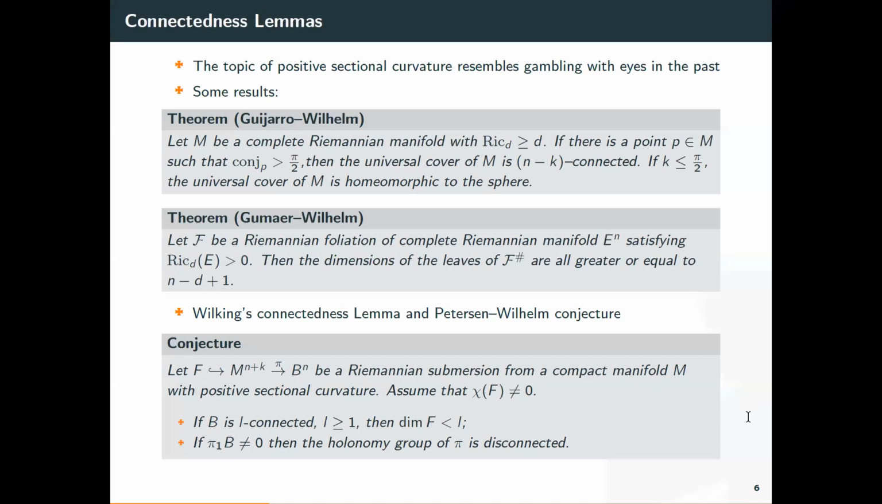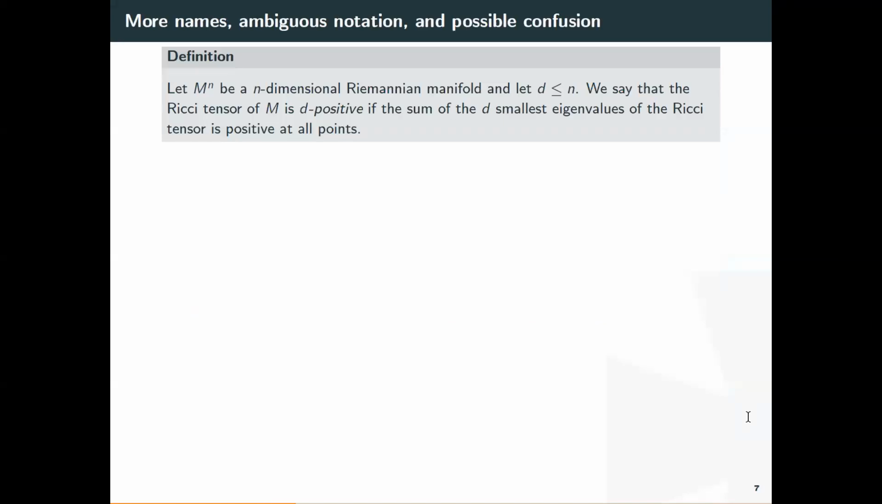Okay, this is why I find positive intermediate curvature very interesting, because it provides you a manner to fight the monster that is positive sectional curvature without looking directly into its eyes. So, more names, more ambiguous notation, and more possible confusion, because we have another notion of positive intermediate curvature. Before I state the results, because I didn't state most of the results of this work yet.